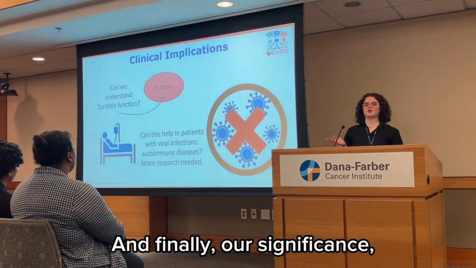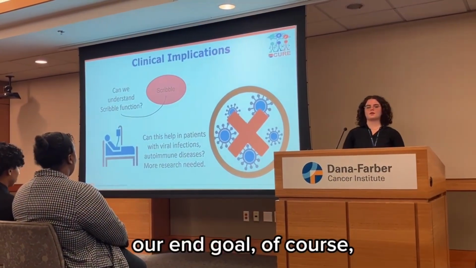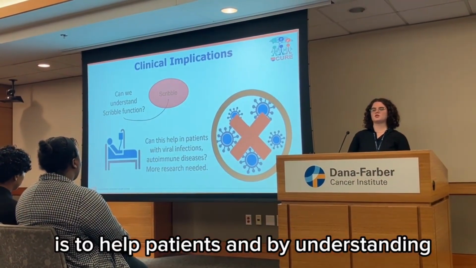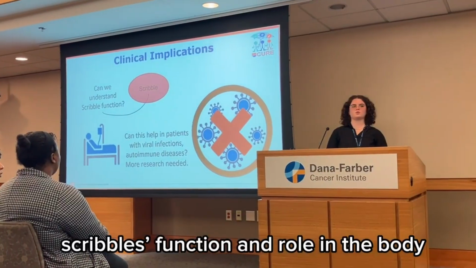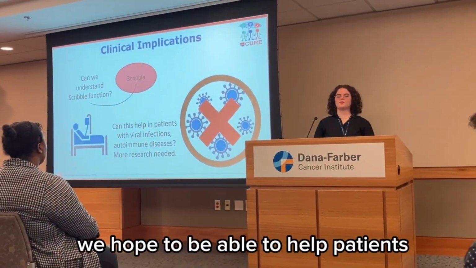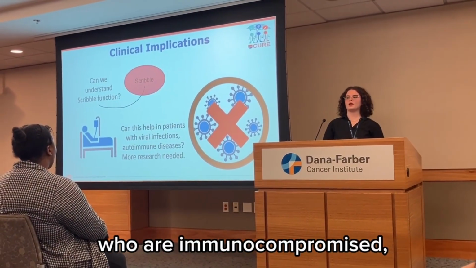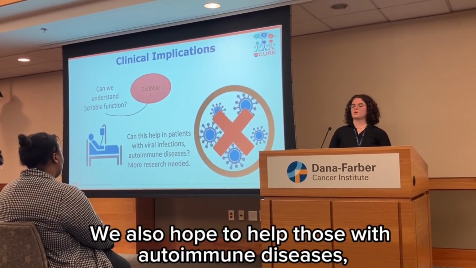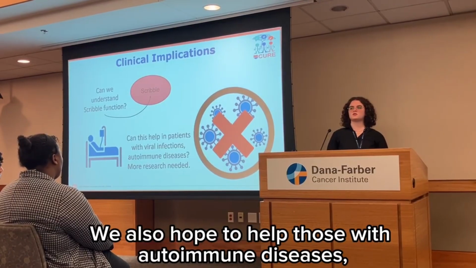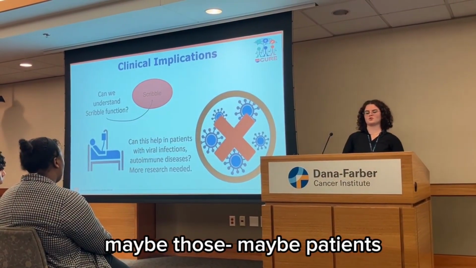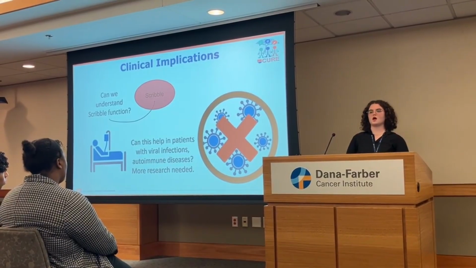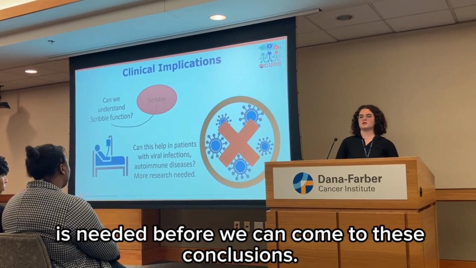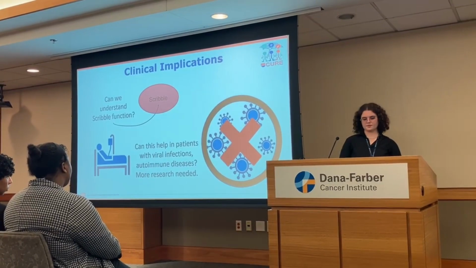And finally, our significance. Our end goal, of course, is to help patients, and by understanding Scribble's function and role in the body, we hope to be able to help patients who are immunocompromised, who get frequent recurrent viral infections. We also hope to help those with autoimmune diseases, maybe patients who just received bone marrow transplants. However, more research, like our future plans in the thymus, is needed before we can come to these conclusions.